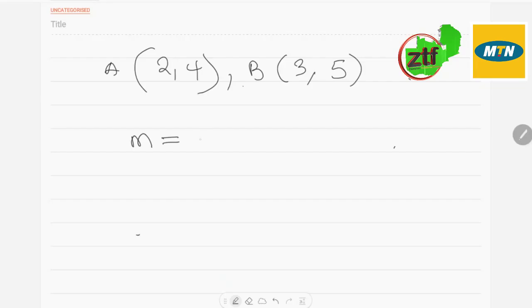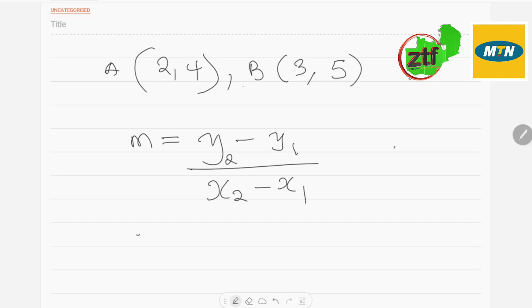But I don't encourage pupils to simply memorize formulas, because there are so many formulas to memorize before you write your final exam. What is important is that you understand what to do. If I've been given 2 points, how am I going to find the gradient of a straight line? The gradient is equal to y2 minus y1, everything over x2 minus x1.